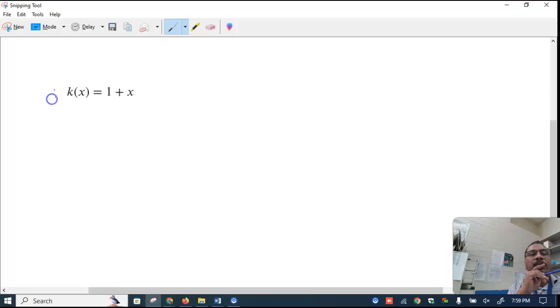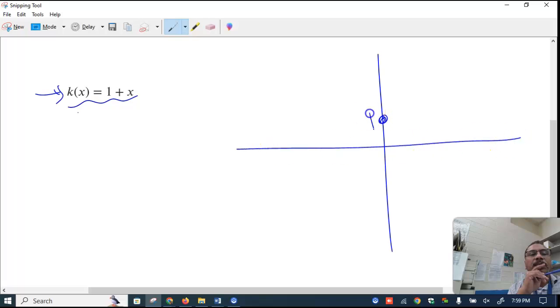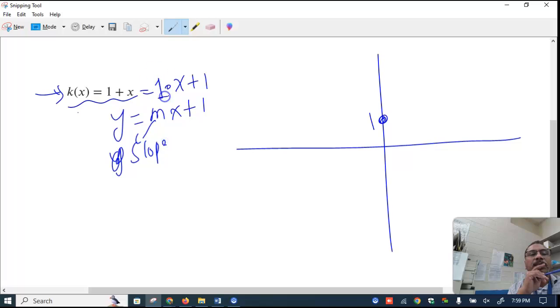Okay, this is the last one, k of x. k of x is 1 plus x. Now what is this? It starts at 1, so this is 1. You can write it as 1 times x plus 1, which is like the slope-intercept form y equals mx plus b, where that's the slope, which is 1 over 1, and that's the y-intercept, so that's where it starts.